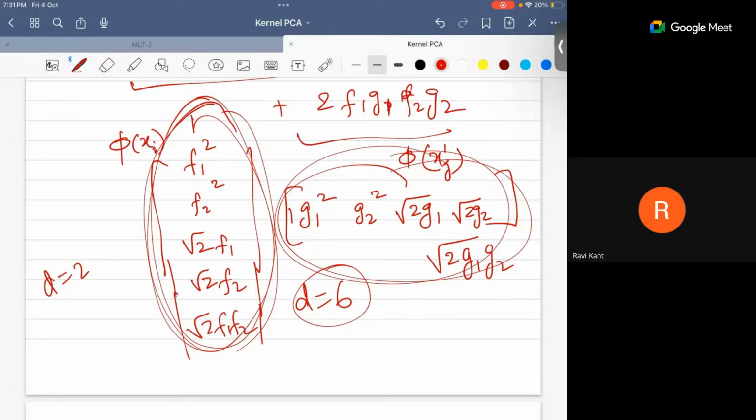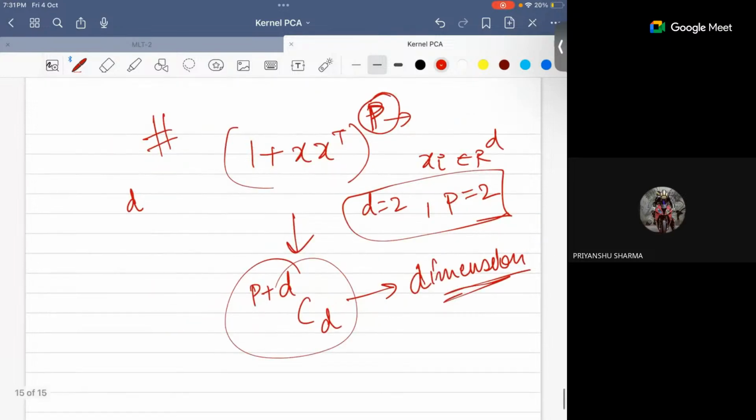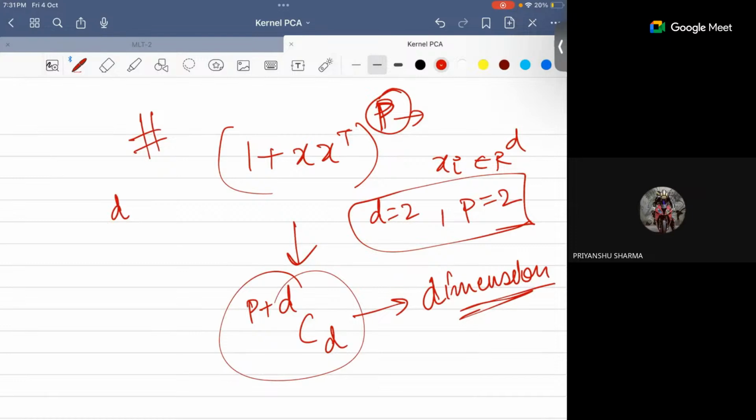Is it clear till now to everyone? Sir, one doubt here. Yeah, go ahead. In this second bit, where we go from 2 dimensions to 6 dimensions into a higher dimension, usually the goal of PCA is to reduce the dimensionality, right? Yeah. So when we go from 2 to 6, will that be again a problem, or is that okay?